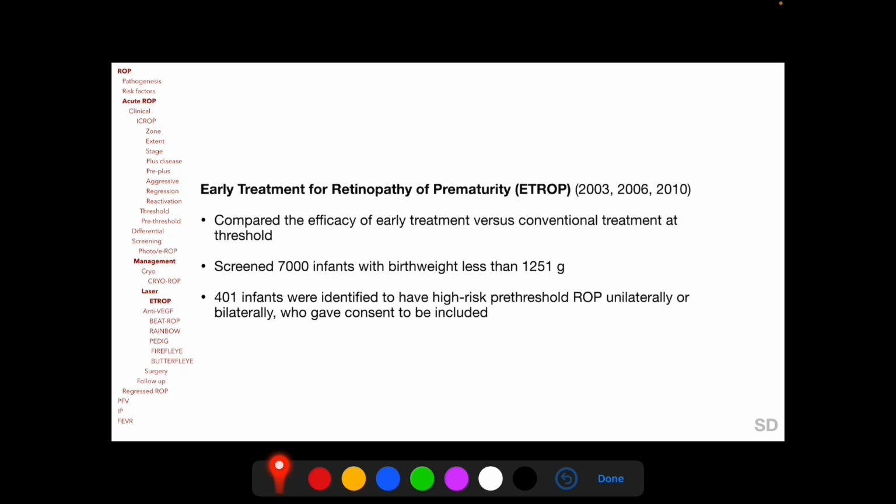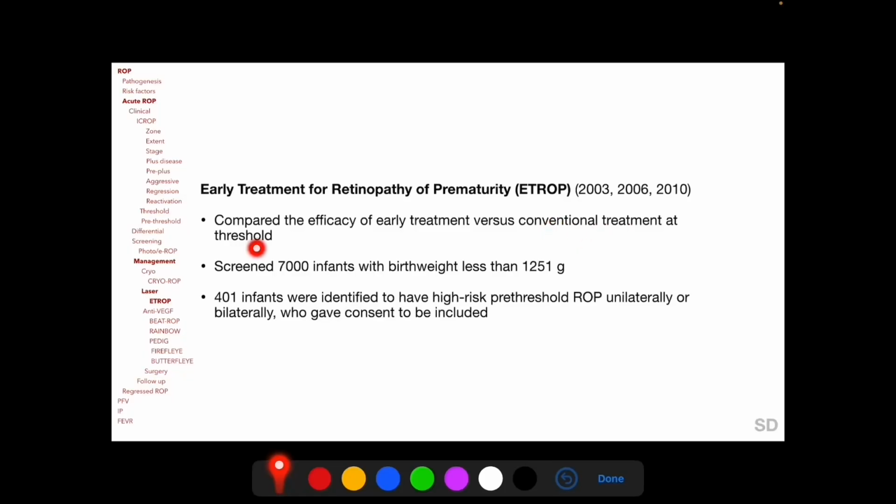Considering that a significant proportion of infants in the treatment cohort of CRYO-ROP study had an unfavorable outcome, the early treatment for retinopathy of prematurity, or ETROP study, compared the efficacy of early treatment prior to reaching threshold versus conventional treatment after reaching threshold. And ETROP included 401 infants with a birth weight less than 1251 grams who had high-risk pre-threshold ROP unilaterally or bilaterally. We have already defined high-risk pre-threshold ROP earlier in this session. Like the CRYO-ROP study, the ETROP study also did not have a post-conceptional age at birth requirement for inclusion in the study.